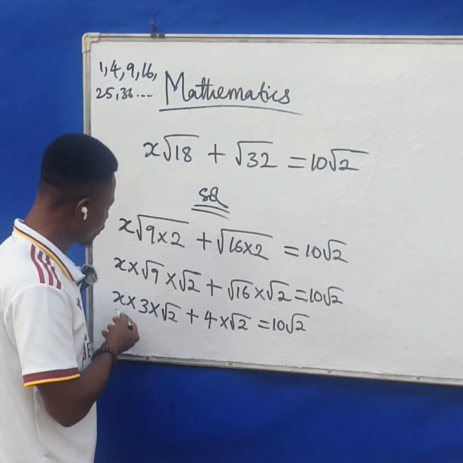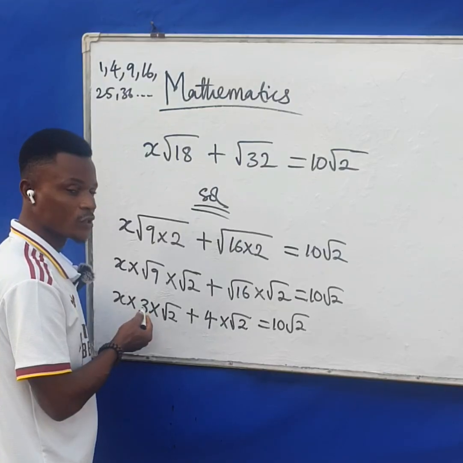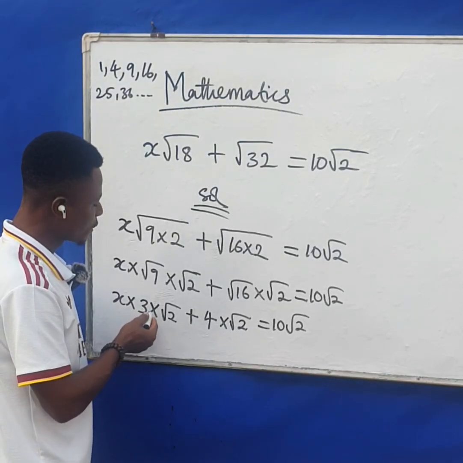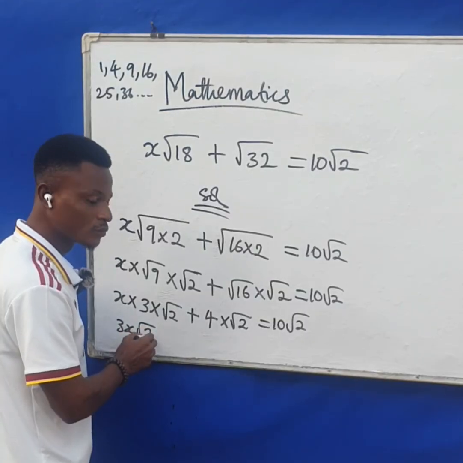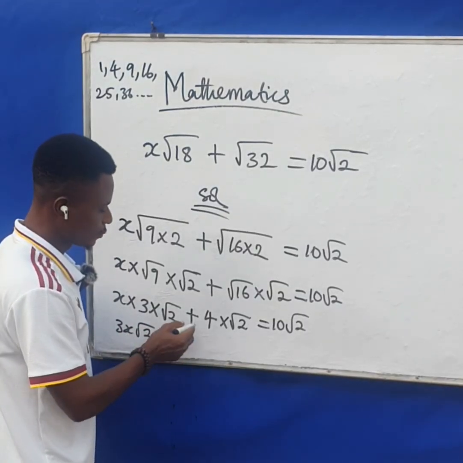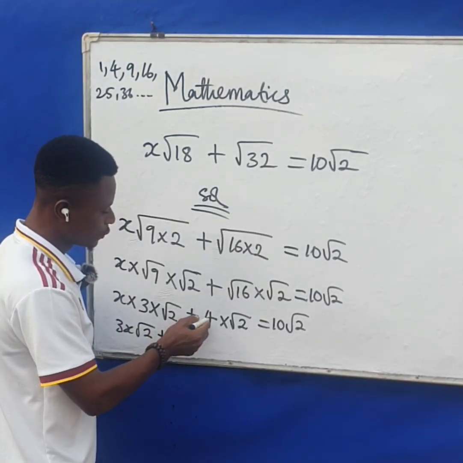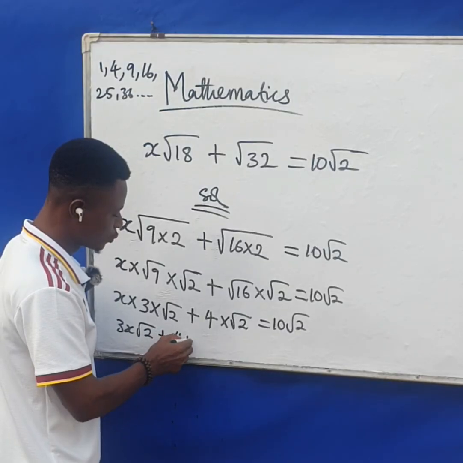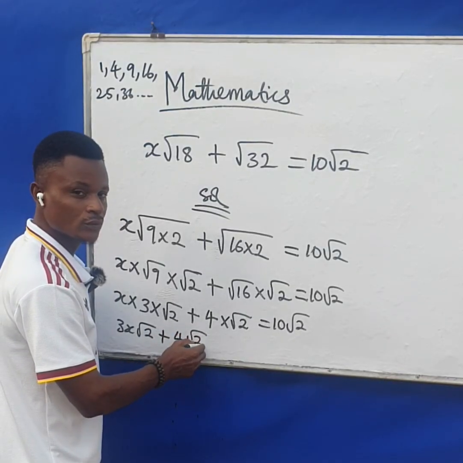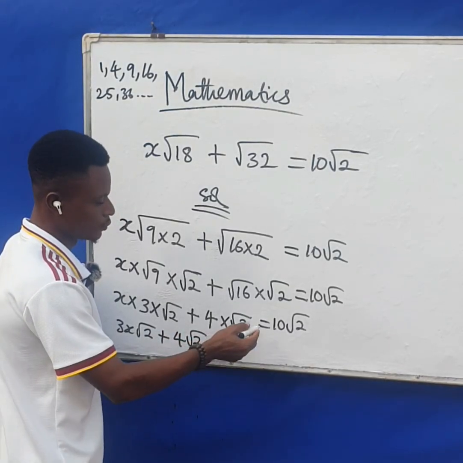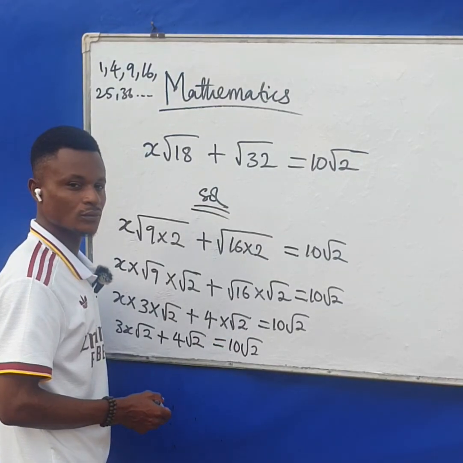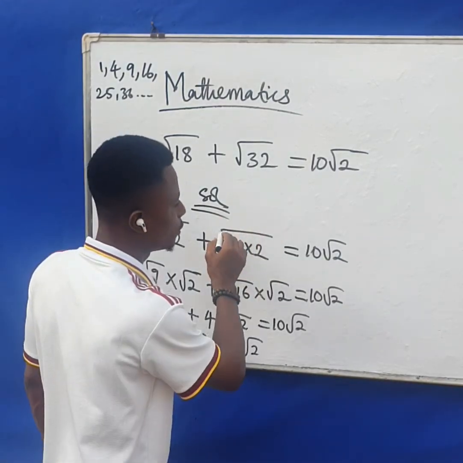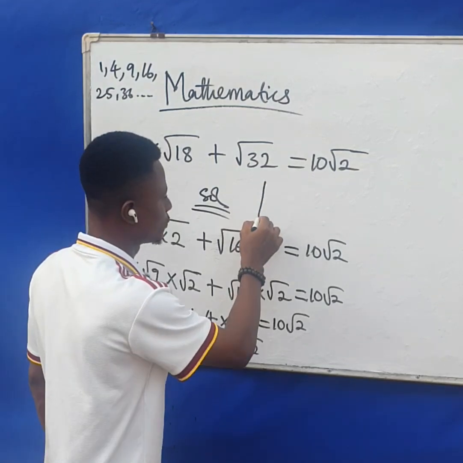Now let us do the multiplication. x times 3 will give us 3x. That 3x now times root 2 will give us 3x root 2. Then plus 4 times root 2, that will give us 4 root 2. Then equal to 10 root 2. Let me create some space here.